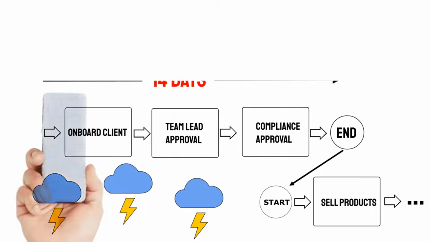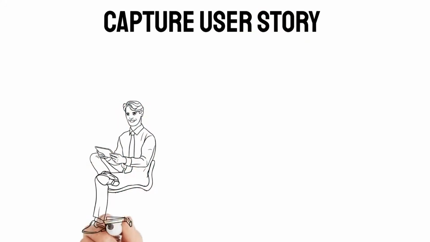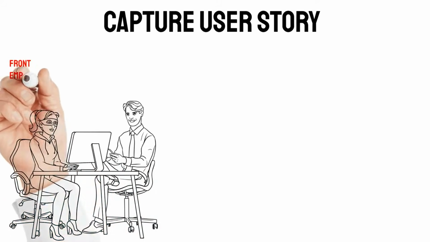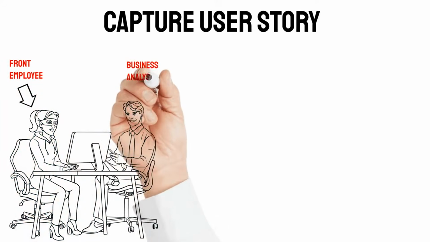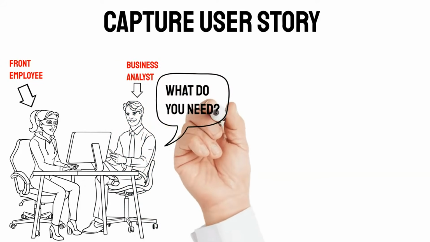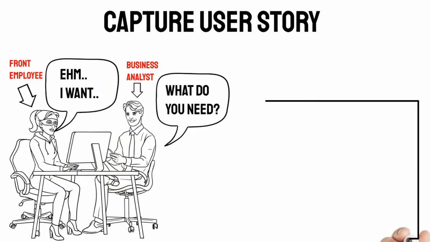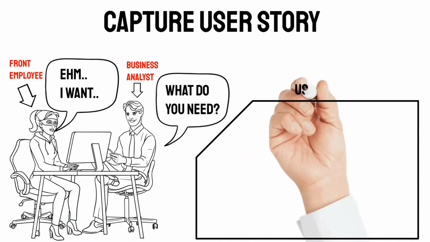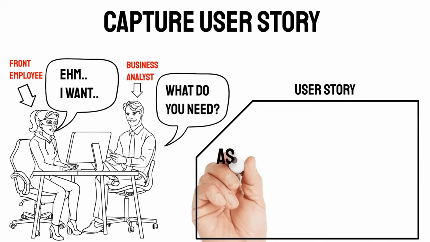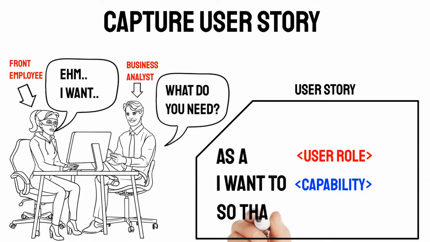After understanding the business need, let's now have a look at how to capture a user story. Here illustrated, you can see the business analyst and the front employee, and the business analyst has the job to really find out what the requirement of the front employee is. So what does the front employee really need? For this, the user story template is very often used in agile projects. The user story template describes a functionality in the following format. It always says: as a, then the user role, I want to, then the capability of this functionality, so that, and then the benefit.